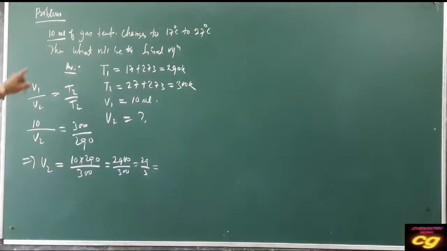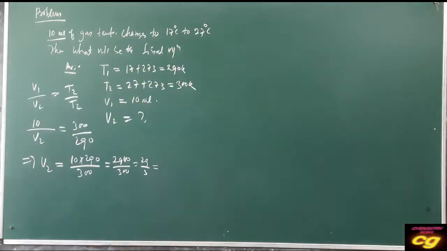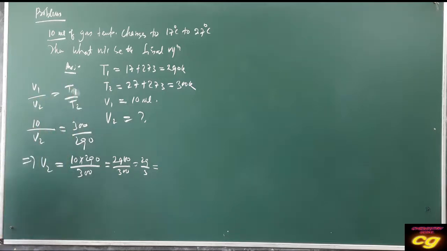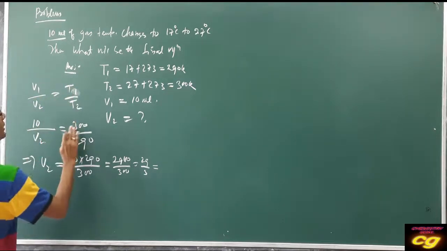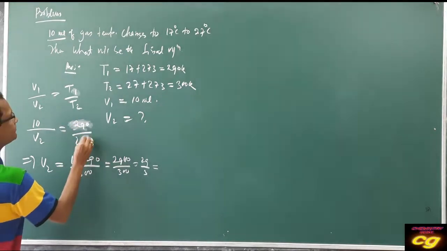V2. 10 ml of gas, temperature changes from 17 to 27. Then what will you get? Calculate it. Here I have just written wrongly. V1 by V2 is equal to T1 by T2. Okay, correct. T1 by T2. Here the data was written wrongly. T1 means 290, T2 is 300.